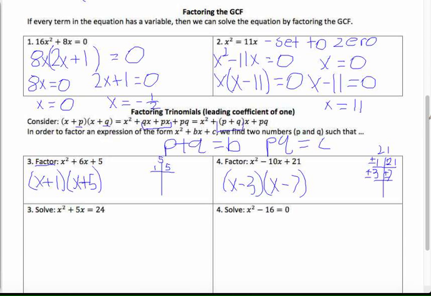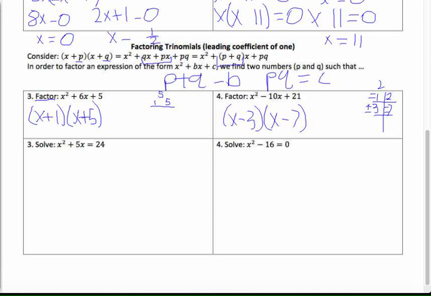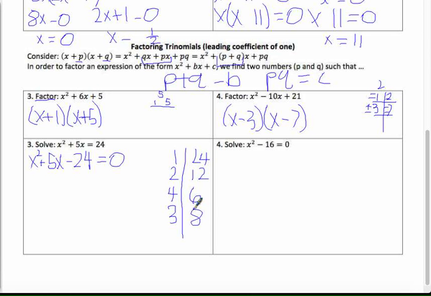So now solving. Solving has one extra step, right? First we have to set it to 0, because we can't use the zero product property if we don't set it to 0 first. So I have to subtract 24 from both sides. Once I do that, I get x squared plus 5x minus 24 equals 0. Now I have to find numbers that multiply to -24 and add to 5. And since it's going to multiply to a negative, I'm going to need one negative number and one positive number. So my factors of 24 would be 1 and 24, 2 and 12, 4 and 6, or I skipped 3 and 8. I think that's all of them.